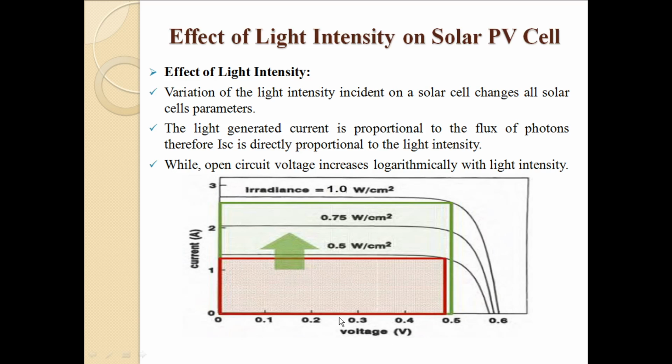That is why it is very important how much intensity of solar radiation is falling on a solar panel, because it is the main decisive factor. The current generated inside the solar panel is directly proportional to the intensity of light in watt per meter square, and the voltage in a solar panel is logarithmically proportional to the light intensity.